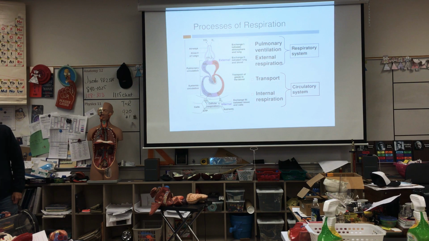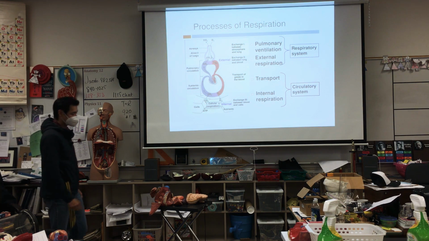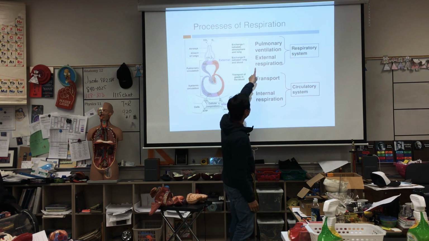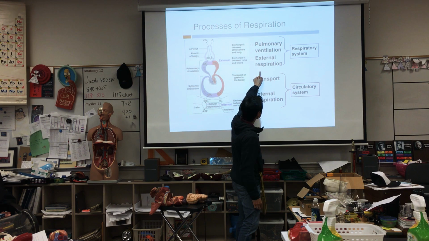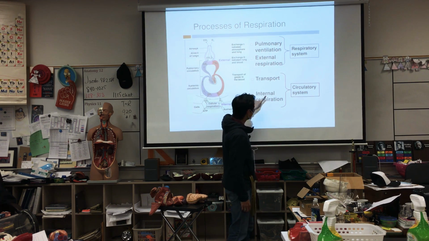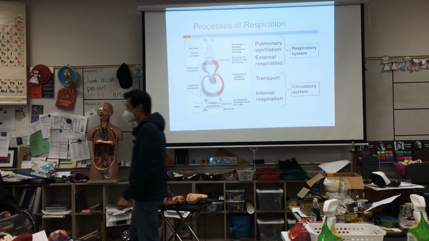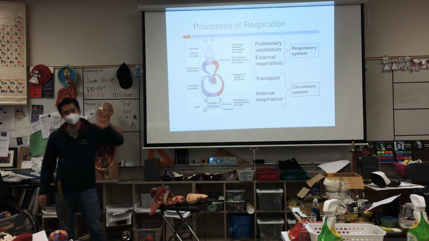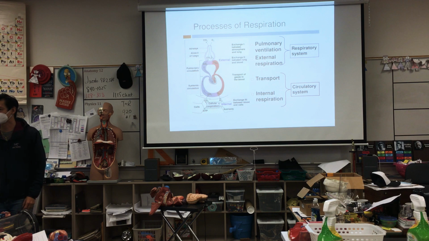Okay? So that's breathing. That is one of 5 steps. So we have breathing, here it's called pulmonary ventilation. Then we have something called external respiration. Then we have transport, internal respiration, and finally we have cellular respiration. I think it's right here. So those are the 5 steps to respiration: breathing, external, transport, internal, and cellular.